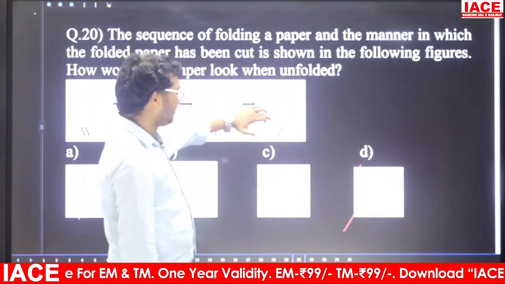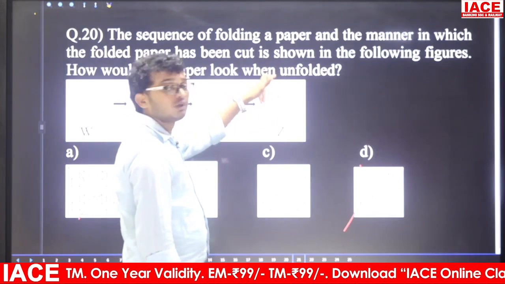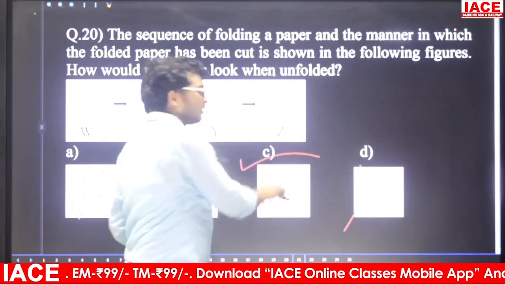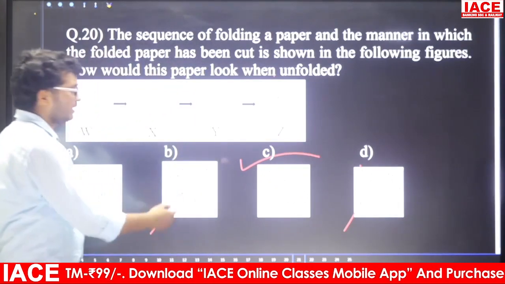Why? Because if it is bottom to top, if you unfold, the right angle is going to invert. Yes, here it is inverting. So the answer is what? Option C. Question number 20, Option C is the answer.